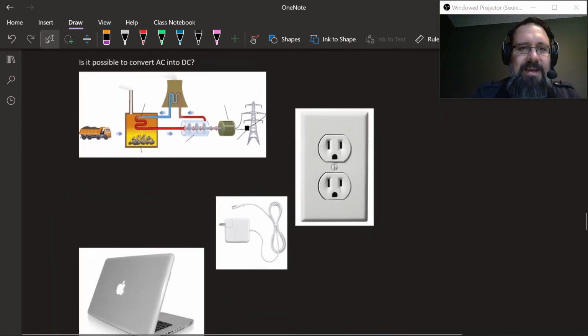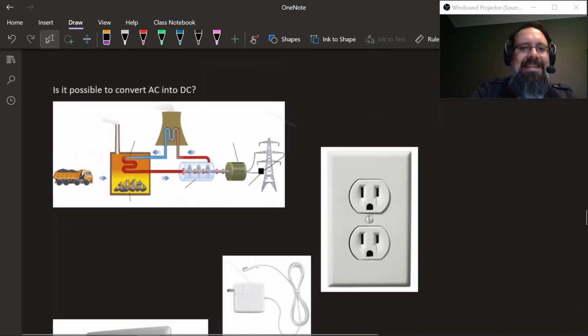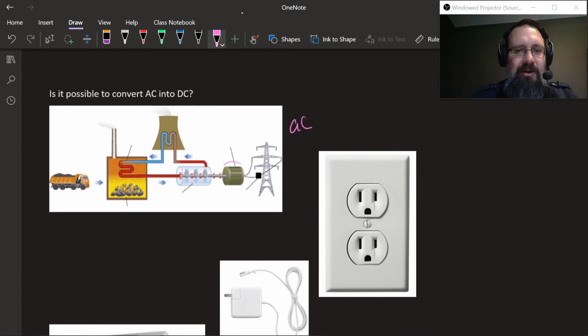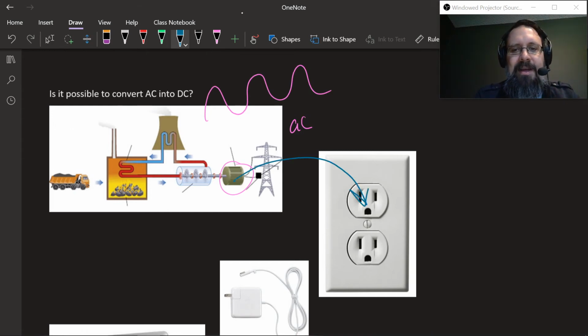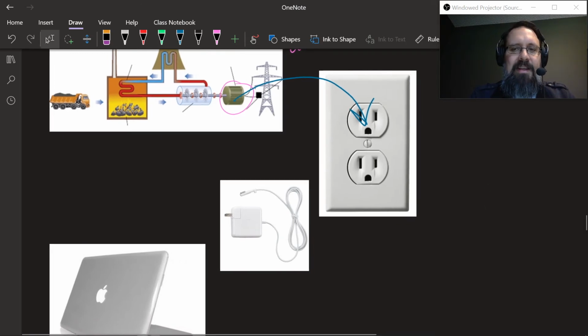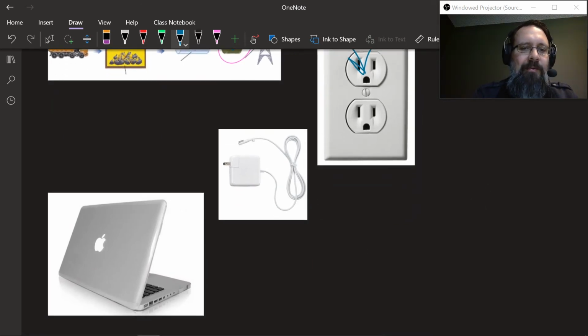So my question is, is it possible to convert AC into DC? When power comes out of the power plant, it's in AC. That's because the generator right there is spinning, like I just said, and it's rotating, and it's creating that alternating current where the current's going like that. So if we take the current and send that to our power outlet, and then you want to plug in a device like a laptop, well, your laptop only works off of DC because it has batteries in it. So your laptop is designed to work with direct current.